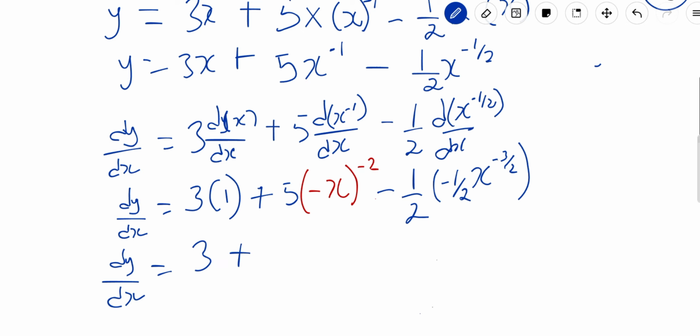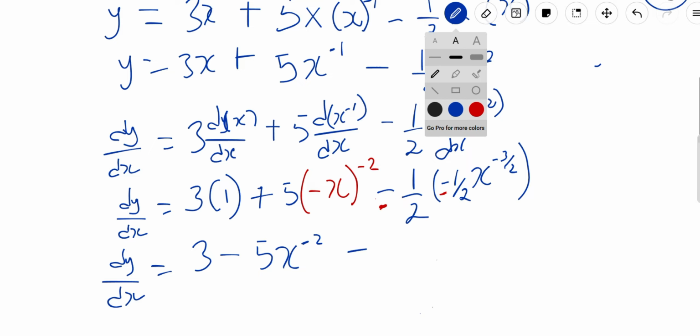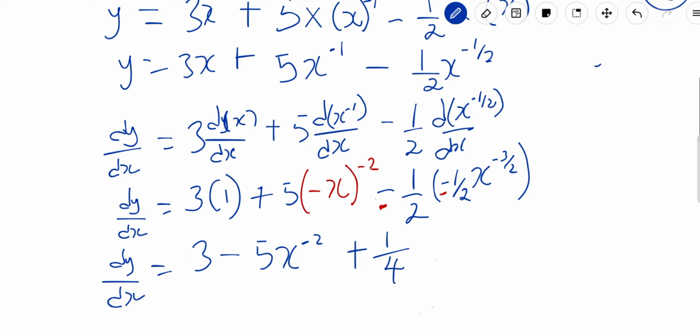3. Now 5 multiplied by negative x is going to be negative 5x to the power of negative 2. And then this negative sign here multiplied by this negative sign here, I'm going to have positive. So I'm going to have positive 1 divided by 4, because 2 multiplied by 2 is 4, and then x to the power of negative 3 over 2.